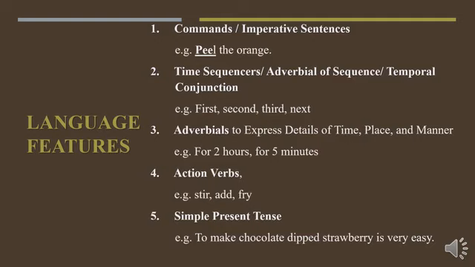Okay, for example, first, second, third, and then next. Those are the examples of time sequencers. Ya, kata keterangan yang menunjukkan urutan. And then the third language features is adverbials to express details of time, place, and manner. Kata keterangan yang digunakan untuk mengungkapkan detail dari waktu, tempat, dan juga cara.